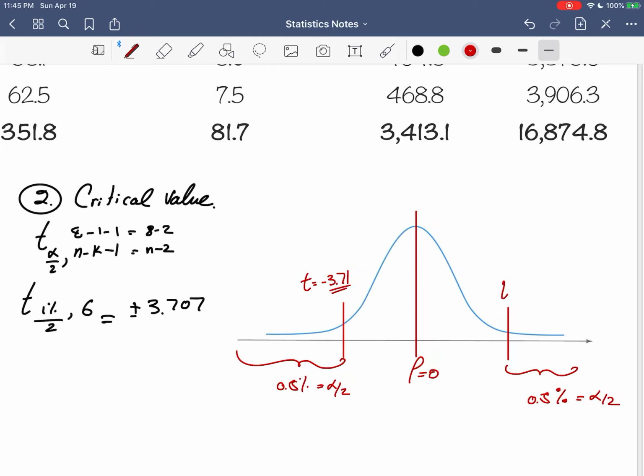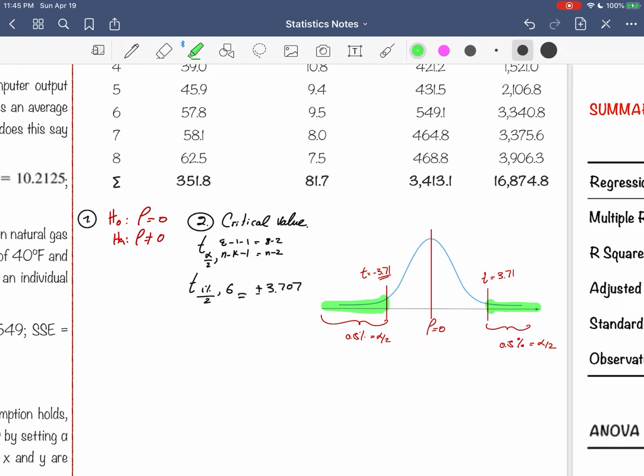I'm rounding right here. Hopefully nobody's confused. So this is your rejection zone. And you're ready to go.